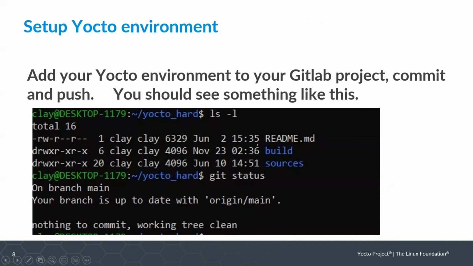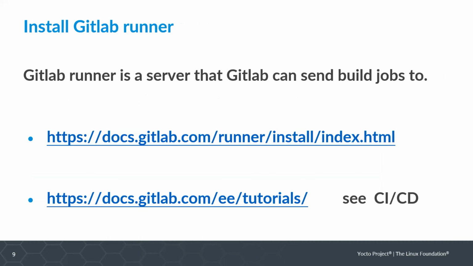And then once I have that project cloned, I can put my Yocto build environment there. So you can see I have my build and my sources directory of a very basic Yocto setup. And then you should commit and push this back to GitLab. So you'll see here my status that I'm up to date and the working tree is clean. So the next thing, that's all pretty basic.